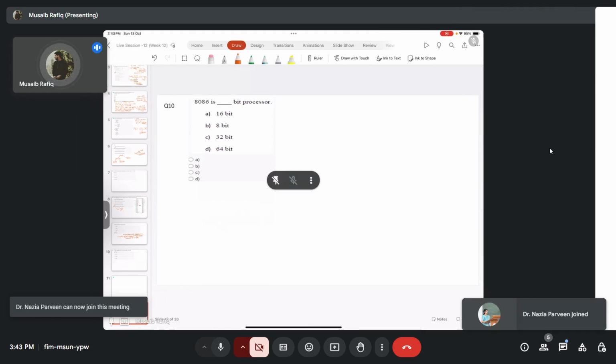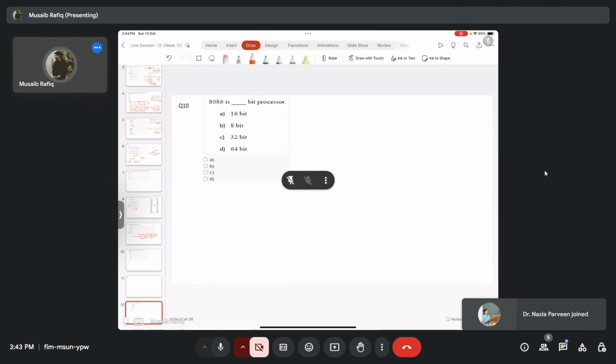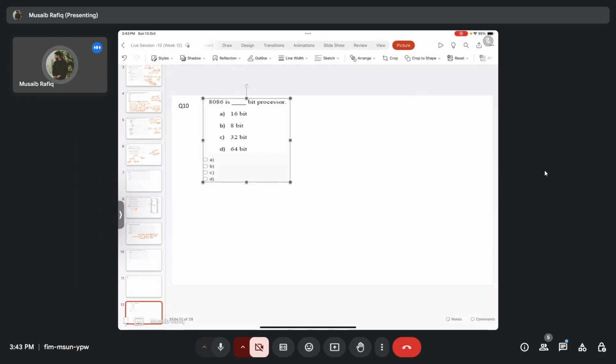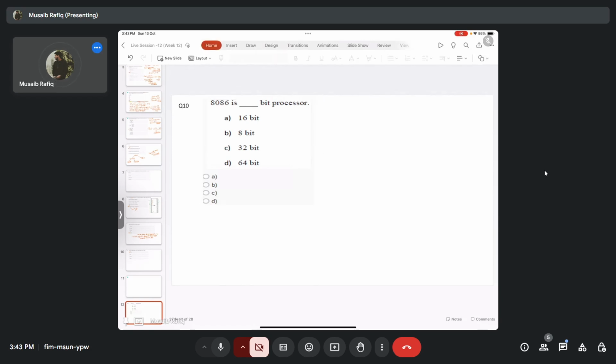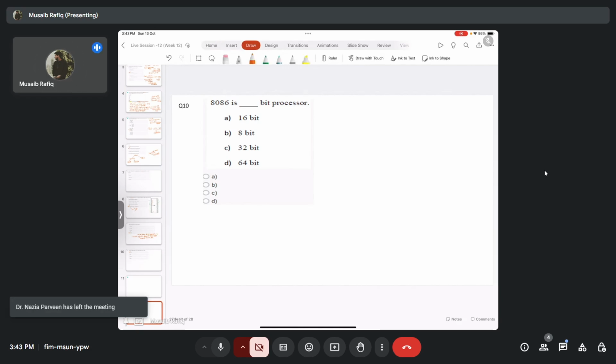Now I have question number 10. Actually, there was supposed to be question number 9, but I checked the contents of week 12's assignment, and it was kind of overlapping, so I had to remove it at the last moment. So question number 10 is: 8086 is a dash-bit microprocessor. I think all of us know it. It's option A, 16 bit.